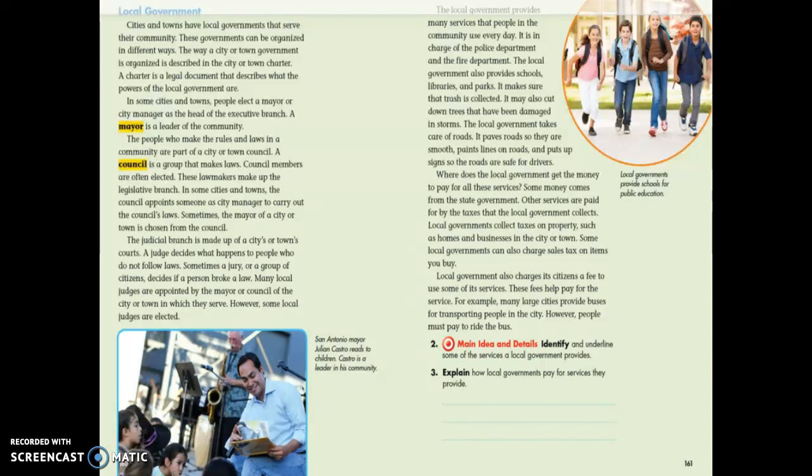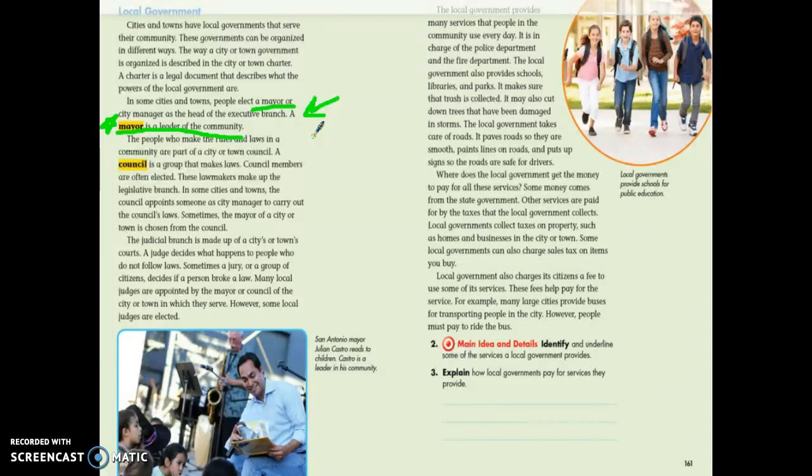In some cities and towns, people elect a mayor or city manager that is the head of the executive branch. A mayor is the leader of a community, so we need to remember that. A mayor is the head of the executive branch for local government. That's cities and towns.